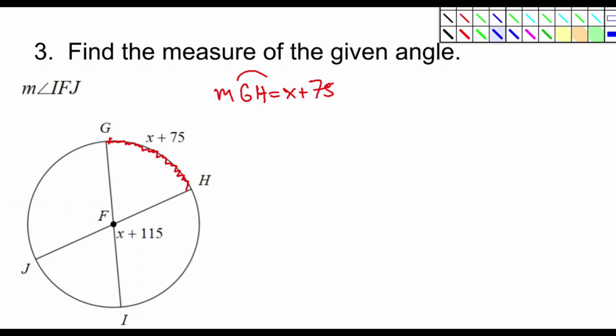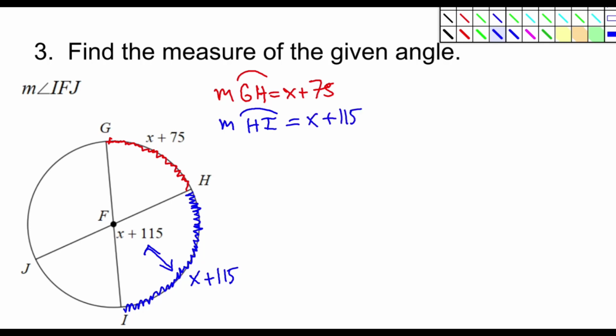Perfect. I also have an angle next door to that, but I'm going to mark this arc. So this blue arc, we know the measure of this arc is the same as the central angle. So this is going to be x plus 115. So that means, let's write this in. The measure of arc HI is equal to x plus 115.